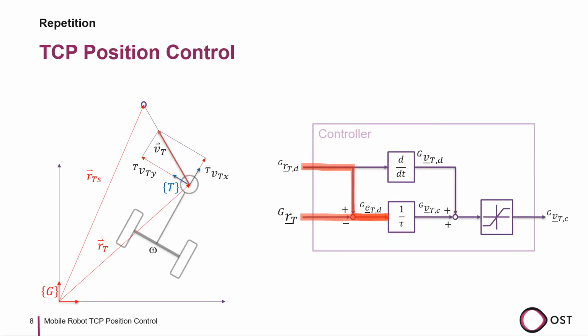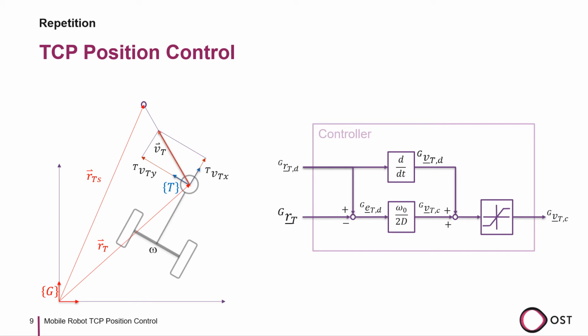In the controller, we calculate the global position error E and divide it by a time constant tau. Further, we also calculate the time derivative of the desired position. Then we sum up the two resulting velocities for the TCP and limit its value with a saturation block. With this control structure, we achieve an independent control in the x and y direction, and due to the saturation block, we can ensure that the velocity of the robot stays within certain boundaries.